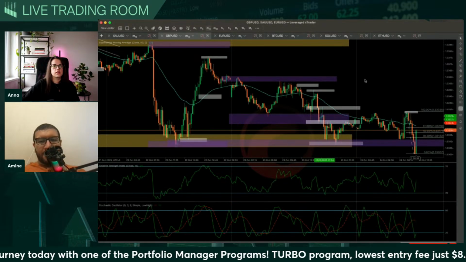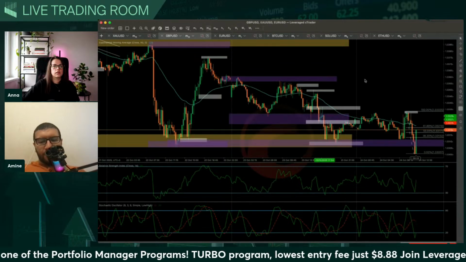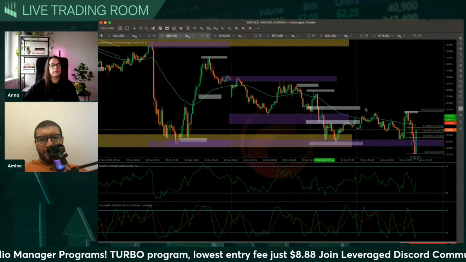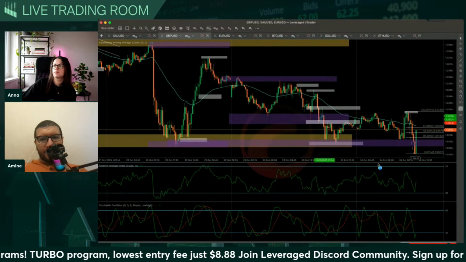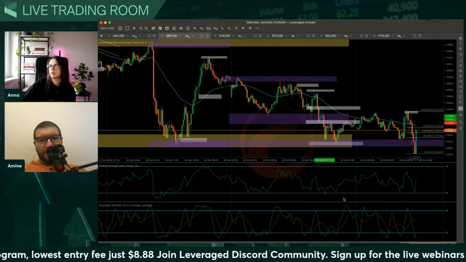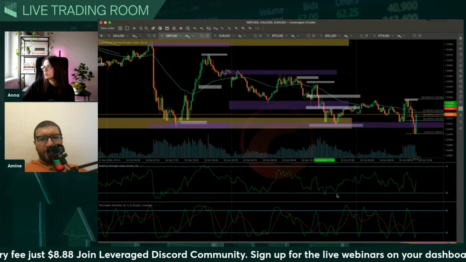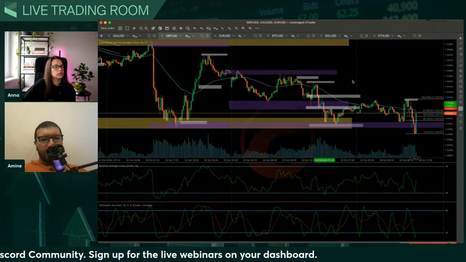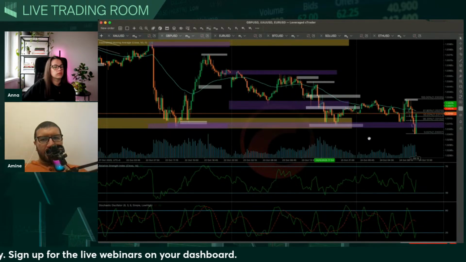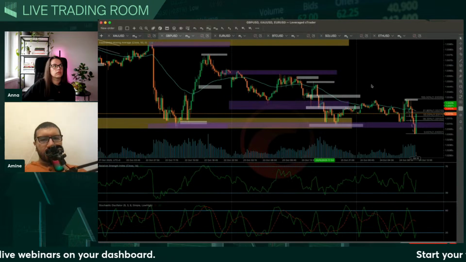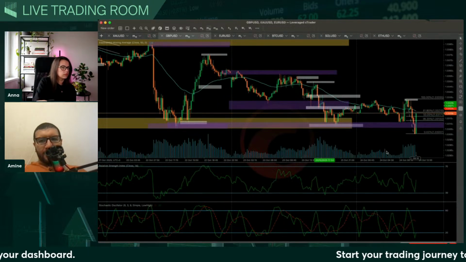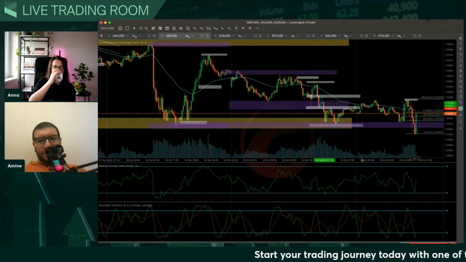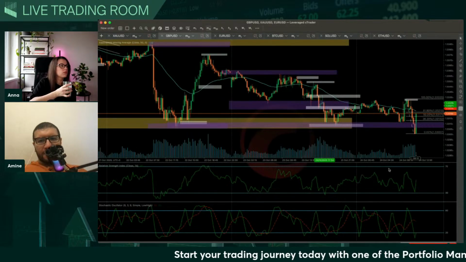But for breakout strategies, I check mainly for volume. I put tick volume up there, and I wait to see if this breakout is having momentum or not. So depending on your strategy, you have to adapt.